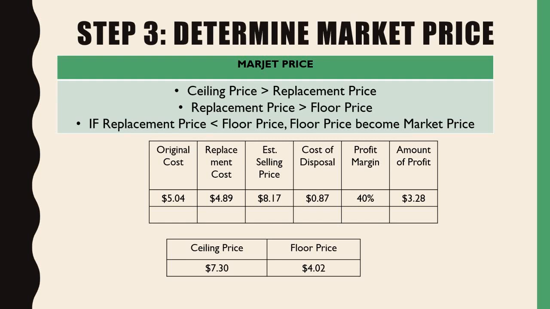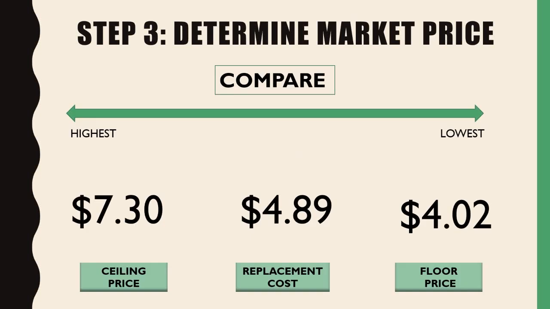So step 3, we're going to be doing a comparison, right? Because we need to determine which price is going to be my market price, okay? Is it my ceiling? Is it my floor? Or is it my replacement? So in this case, these are the 3 numbers you're going to compare, all right? You're going to compare the ceiling, the floor, and the replacement cost. So in this case, how am I going to compare it? Simple.